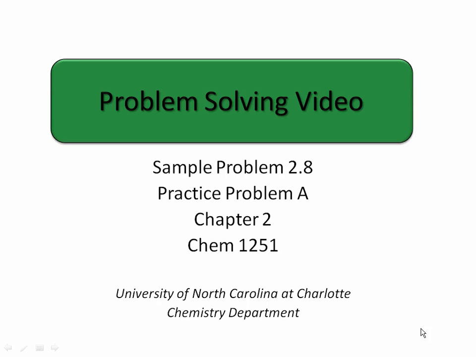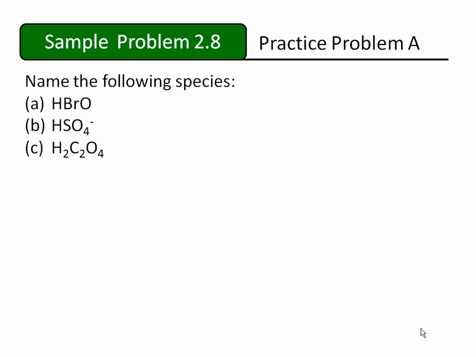This is the video solution to practice problem A that accompanies sample problem 2.8 on page 63 of your text. This question asks us to write the systematic name for three species. The word species is used very carefully here.